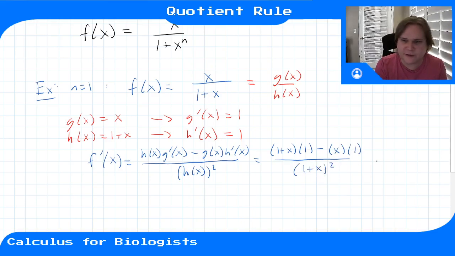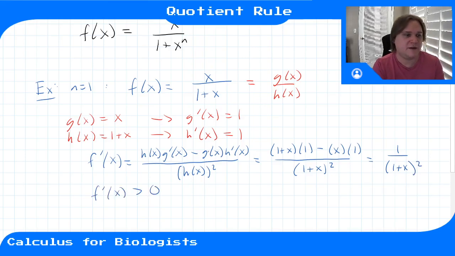Okay, then we'll simplify this a bit. Right? This gives us 1 plus x minus x. So that just gives us 1 over 1 plus x squared. Sorry, 1 plus x squared. And one thing to note is that this derivative is always positive, right? So this function is always increasing, and it never reaches a maximum or goes back down. It's just always increasing for all x, right? No matter what, it'll be an increasing function of x.